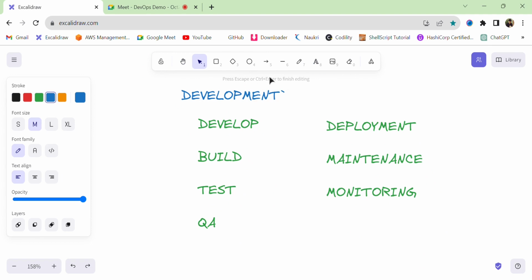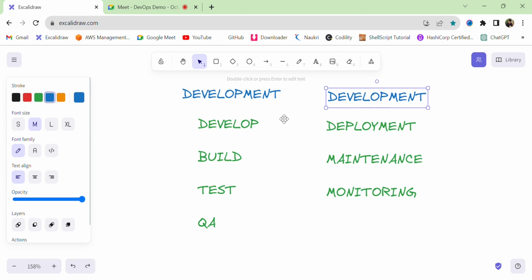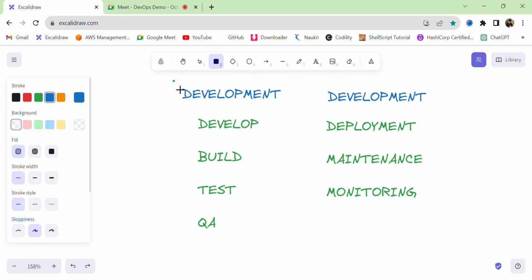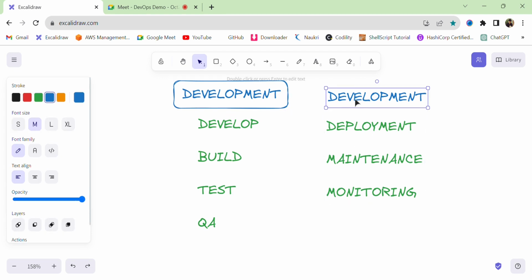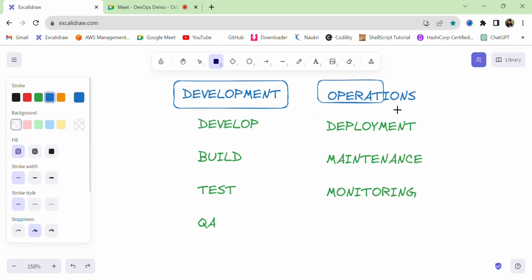So let me just tell you where exactly DevOps came into the picture. Right from development to the QA team, these are called the development team, and these guys are called the operations team. You can see these departments are further subdivided into two categories. We have the development team, wherein we have the developers, the build and testers and QAs, and in the operations team we have the deployment team, maintenance and monitoring team.